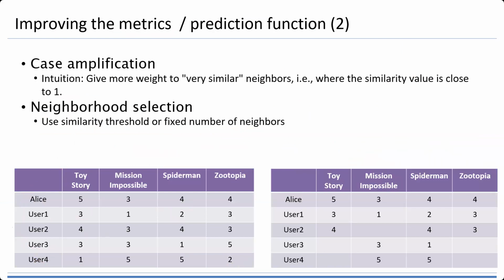Case amplification. Give more weight to the very similar neighbors, or where the similarity value is close to 1. I know that Alice and user 1, the similarity value is 0.85. So it is very similar. Then I can give more weight to Alice and user 1 compared to Alice and user 2.